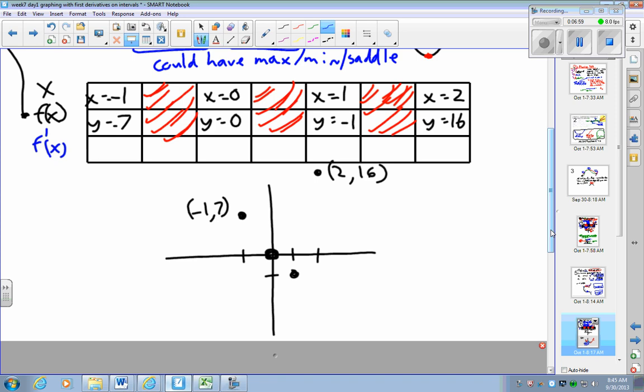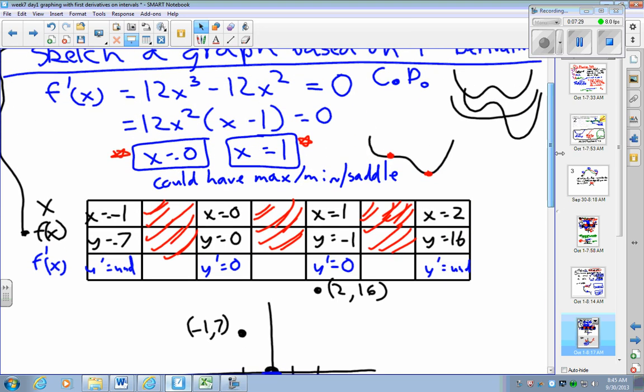I know here my first derivative is 0, and my first derivative here is 0, because we found that. Remember, we set equal to 0 and solve, and that happened at those 2 points. So those are flat zones. And since these are endpoints, you cannot tell me a slope, so you say undefined.